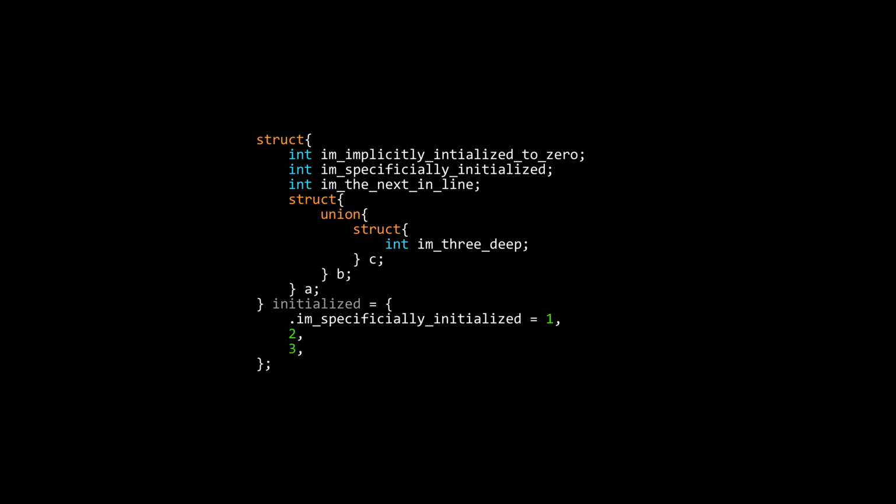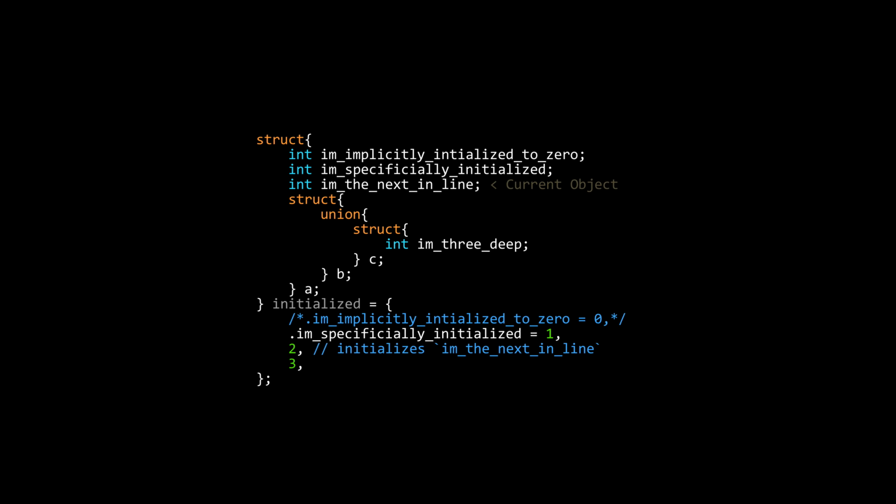For example, this monstrosity compiles, where we have these 4 members in the structure. The first member is implicitly initialized to 0 because it was not initialized in the initializer list. The second member is initialized to 1 because it's specifically initialized by name. But then the third member is implicitly initialized because of the current object semantics. And these current object semantics even recursively go into other structures. So this .i member, 3 deep, is the third thing that is initialized.